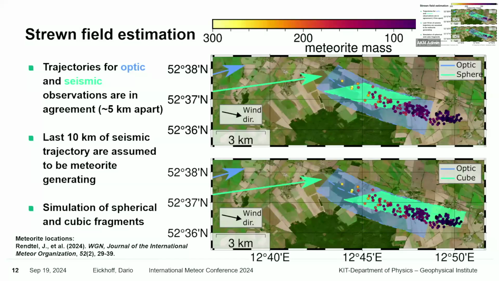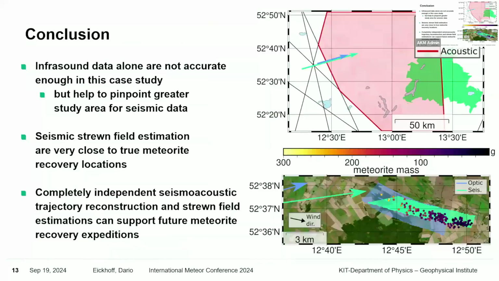And with that, I already want to conclude. I don't want to spend too much time today. I've shown that infrasound data in this case study was not accurate enough. As you can see on the map here on the right, the acoustic gives us an area which is red, so really bad. And the seismic is, of course, very close to the optic one. Nevertheless, the infrasound method helped to pinpoint the greater area where we wanted to look at seismic data. And the driving point here is that seismic data is much more easily available, and we can get much more information out of that.